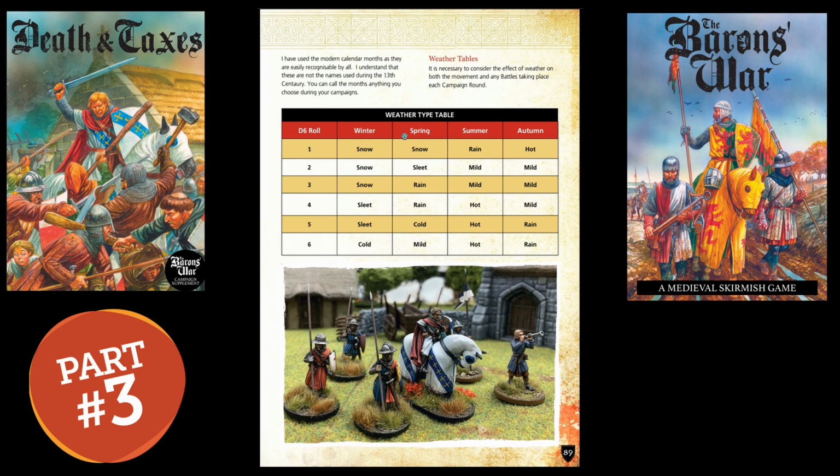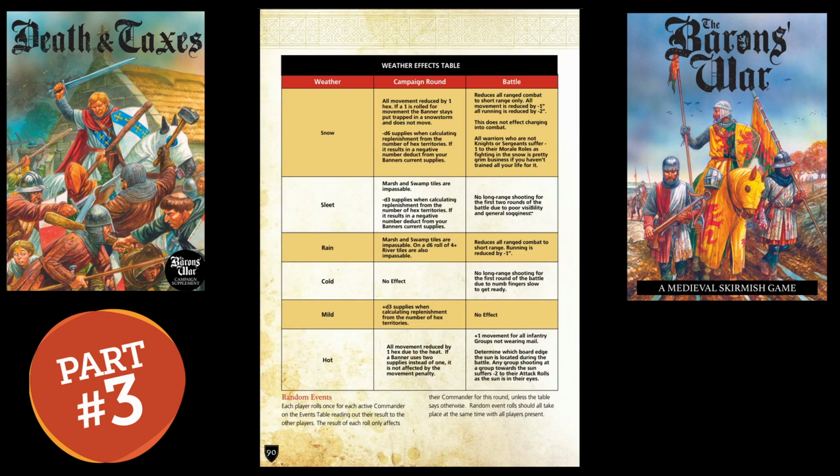So, weather table: you roll, obviously, and then things are changing regarding the weather. You have sleet, rain, hot, mild. This reminds me of my campaign. It's actually good. It's a very comprehensive campaign. And the weather table shows you the snow, the sleet, the rain, the cold, the mild, and hot weather.